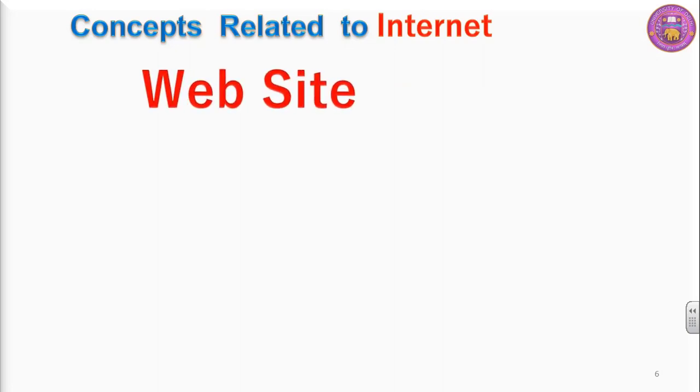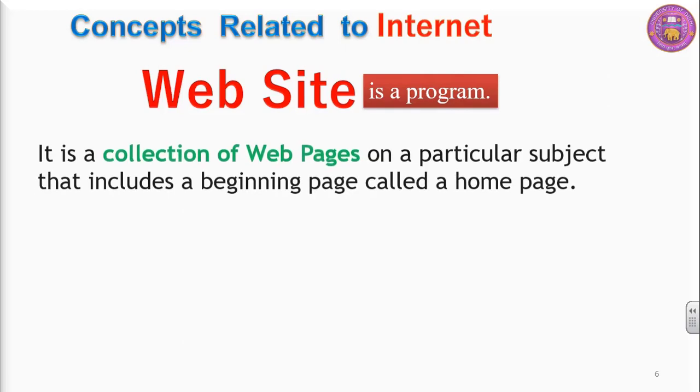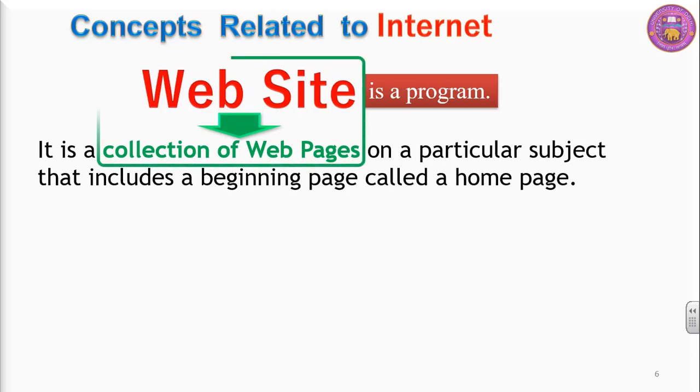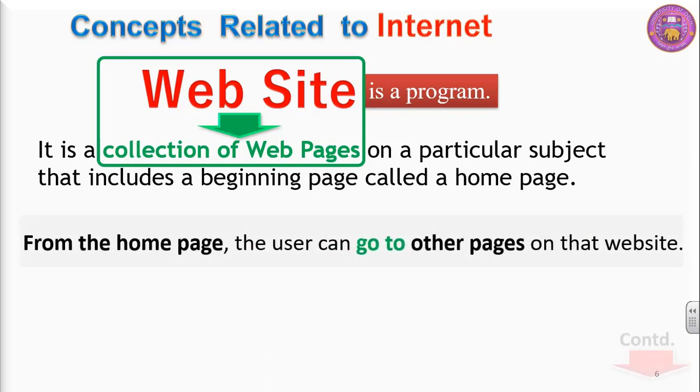The next one is website. In simple words, website is a program. It is a collection of web pages on a particular subject that includes a beginning page, and the beginning page, as we already said, is called as home page. So it includes a beginning page which is termed as home page. From the home page, the user can go to other pages on that website.